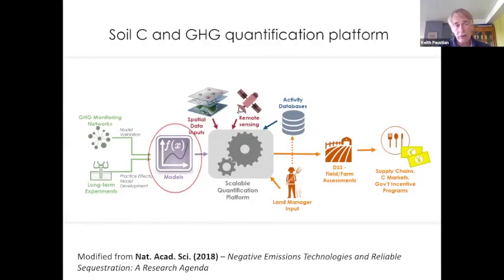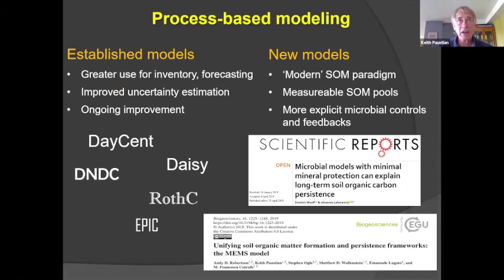So the data from monitoring networks and from long-term experiments play a critical role, particularly in our models. And I think there's a need and a growing recognition that we really need process-based models that reflect the dynamics that drive soil carbon changes, as well as greenhouse gas emissions. And there are a number of established models that we've been using for years in inventory and forecasting. Those models are undergoing improvement.